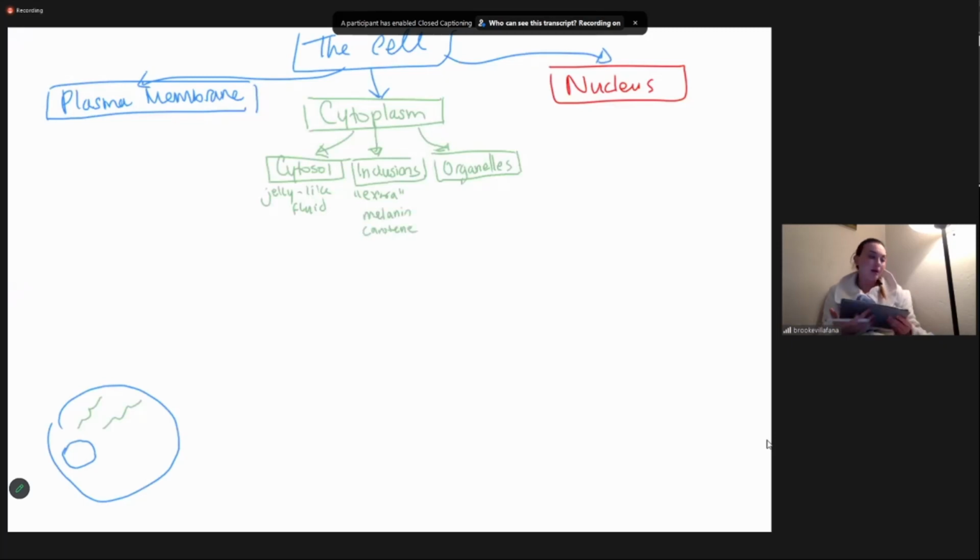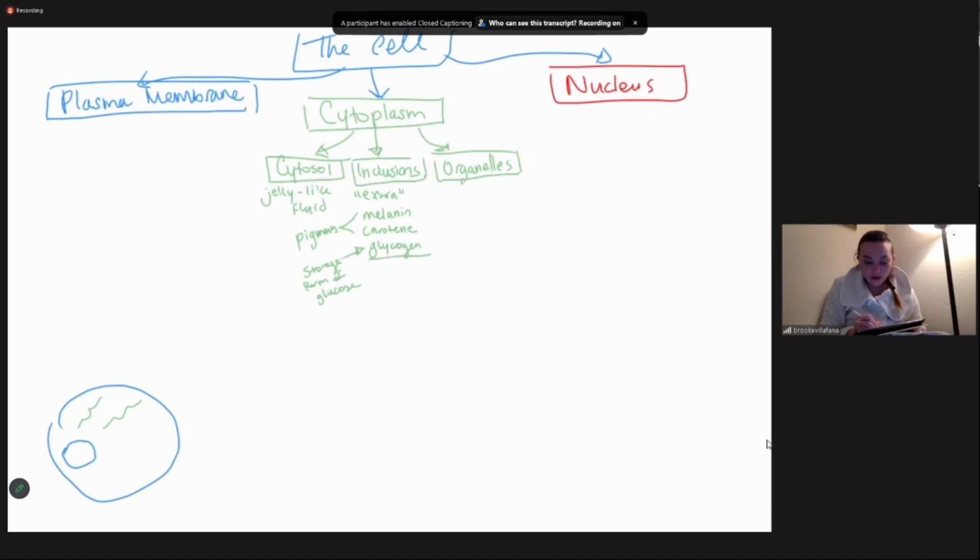carotene. So these are pigments, right? Melanin is a pigment. Carotene is a pigment. And then glycogen is the storage for glucose. So I'll draw them this way. So pigments, and then glycogen, storage form of glucose. Got it? Those are those 3 inclusions.